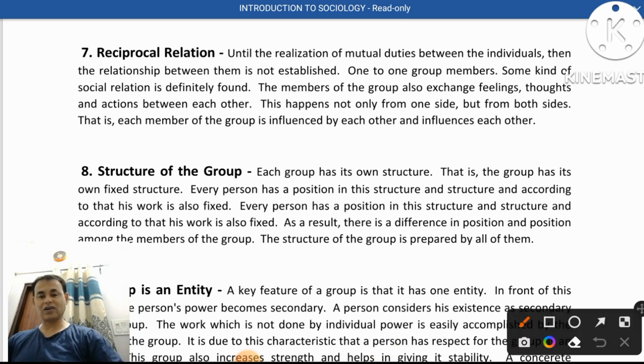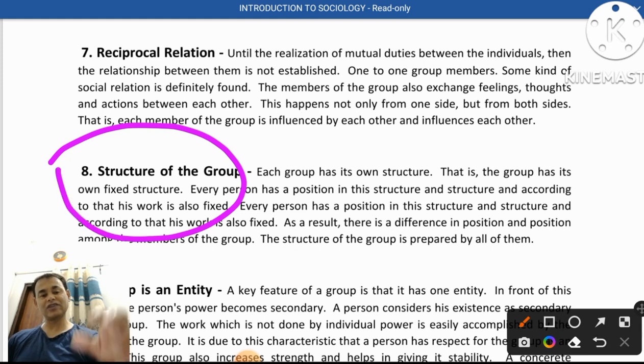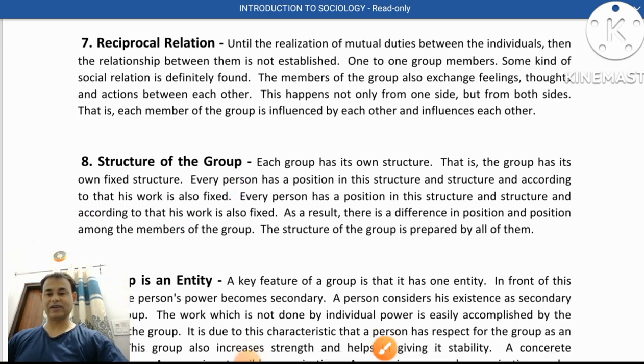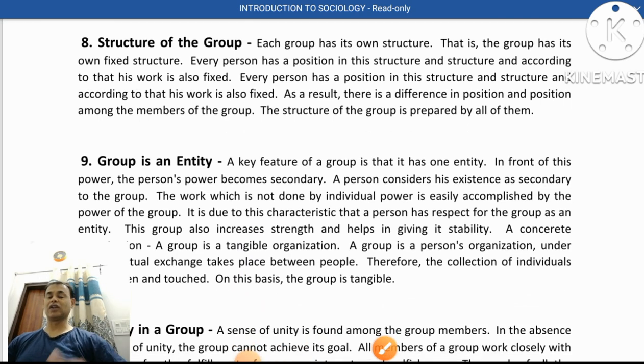A structure of the group. Each group has its own structure. That is, the group has its own fixed structure. Every person has a position in the structure, and according to that, work is also fixed.